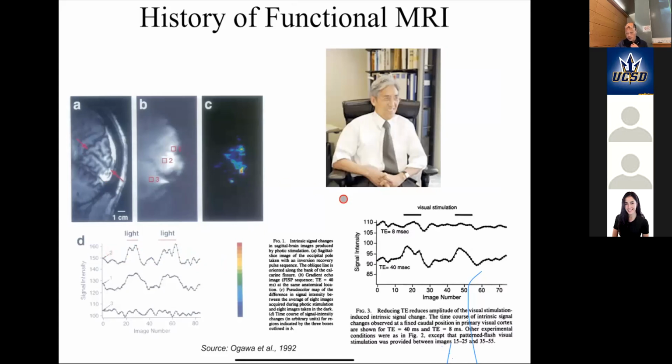The other thing they noticed is if they changed the echo time, they could make that signal change. So if they picked an echo time of 40 milliseconds, they got a strong signal. And if they picked an echo time of 8 milliseconds, the signal almost went away. So this implies there's a T2 star dependence because they're using a gradient echo sequence here.